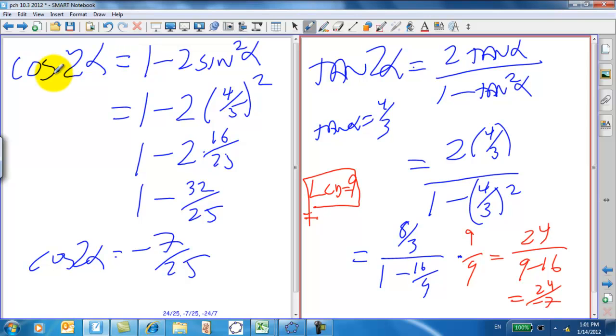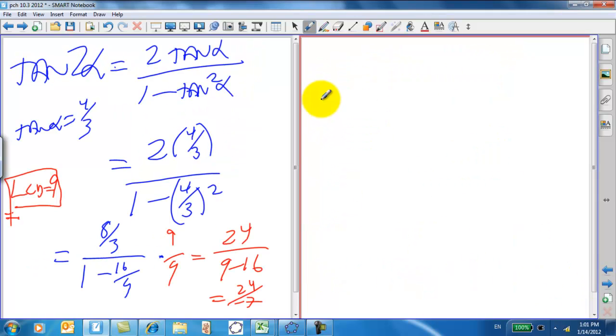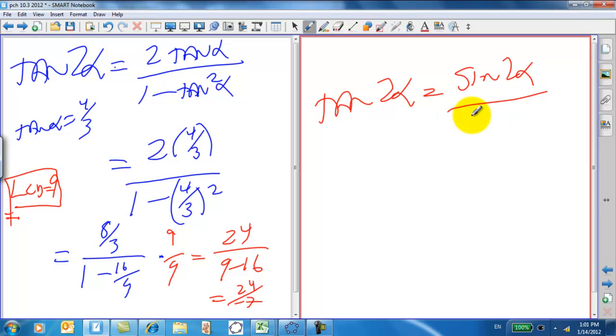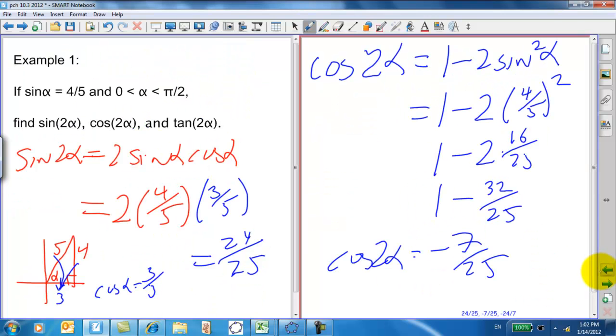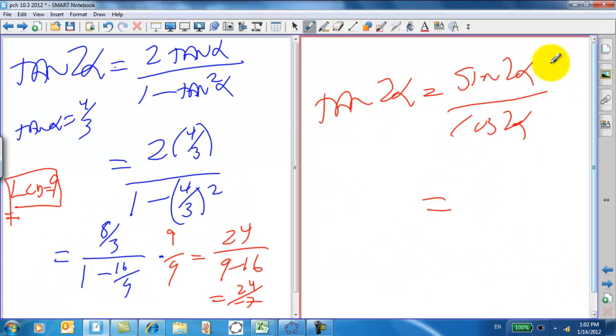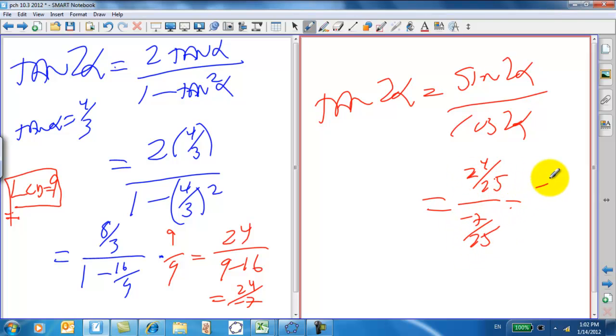Now, at this point, I just wanted to show practice on using all the formulas. You could have said, hey, we got the sine of 2 alpha and the cosine 2 alpha. So we could have just said tan 2 alpha equals sine 2 alpha over cosine 2 alpha, and we had those two from the previous spots. Sine was 24/25ths, cosine was negative 7/25ths. And sure enough, there's your negative 24/7 again.